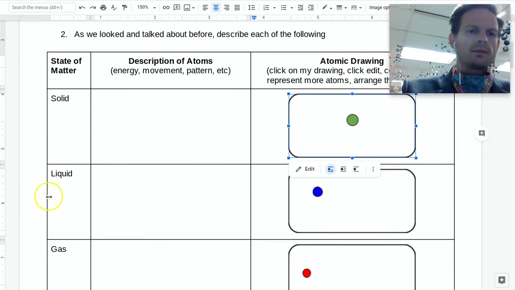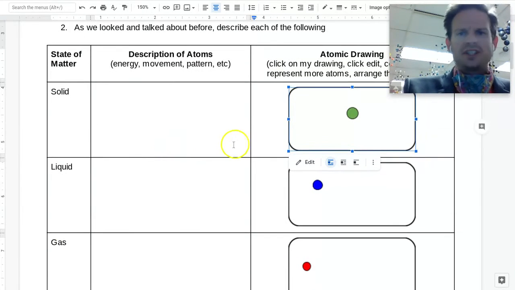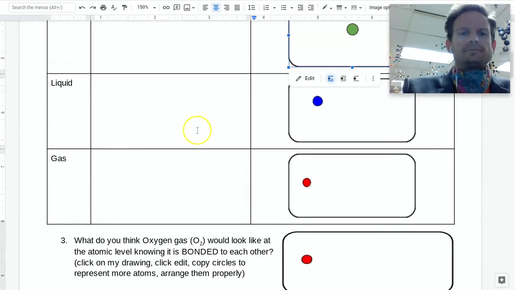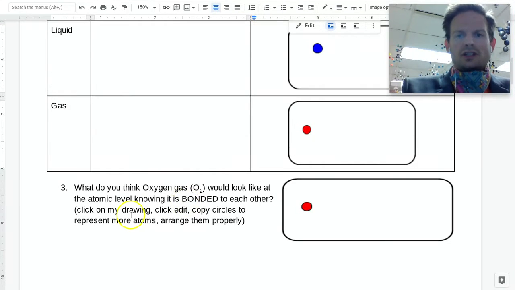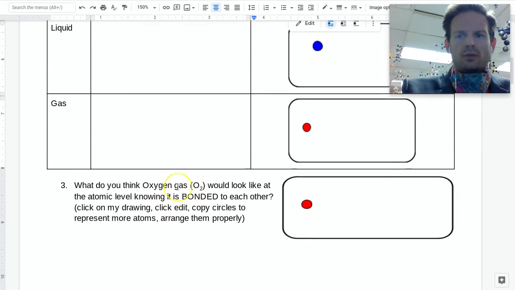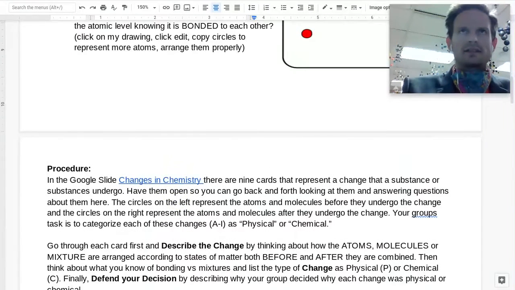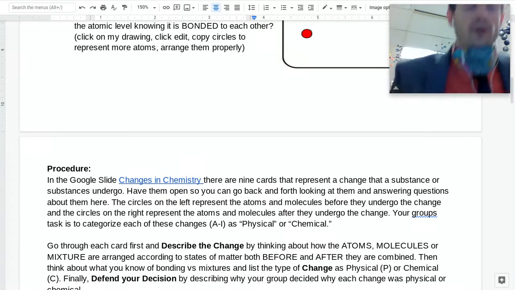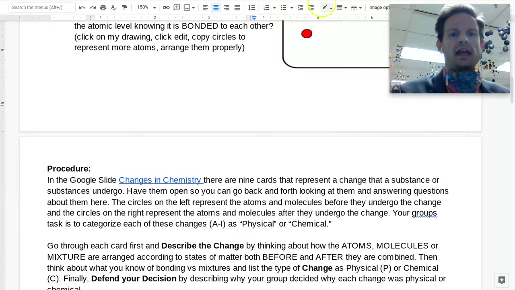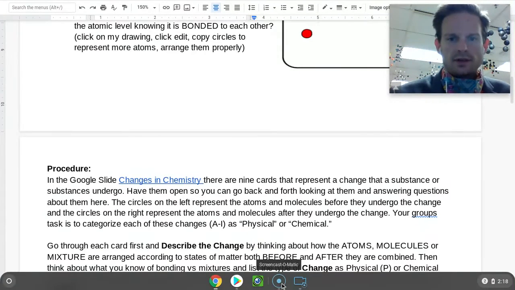So I want you to draw and talk about a solid, liquid, and gas, right, of just atoms, right? And then you're going to take a look at oxygen gas as O2, and what does that look like? Okay. But the real deal, so that's just kind of getting us back into that idea of atoms and what solids, liquids, and gases look like versus, oops, no, that's not what I want.